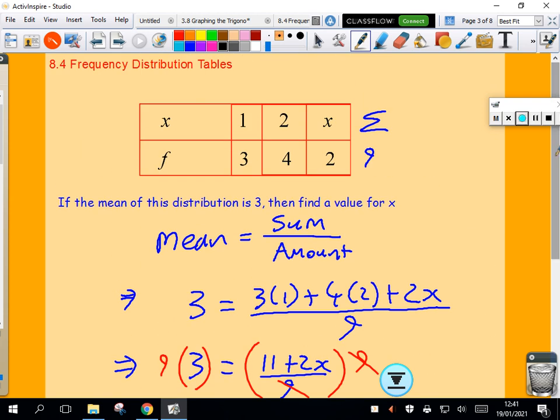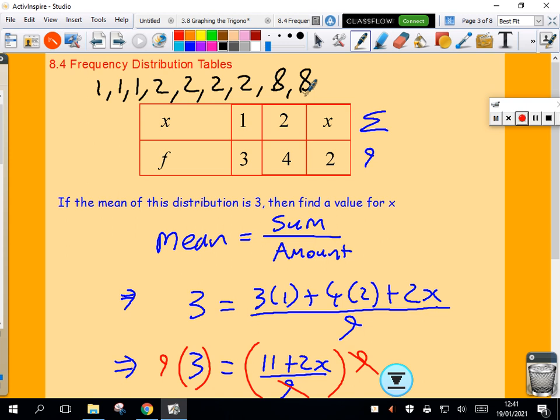What you've got to remember when you're looking at a frequency table and you're told anything about the mean, median, or mode is that it really represents a big list. If I was to draw this list out, we'd have 1, 1, 1. That's what it looks like, 3 1s. And then 4 2s, 2, 2, 2, 2. And then 2 x's, whatever they are. Well, we've just said x is 8, so we'd have a pair of 8s in there at the end. 8, 8. So that's what my list would look like.